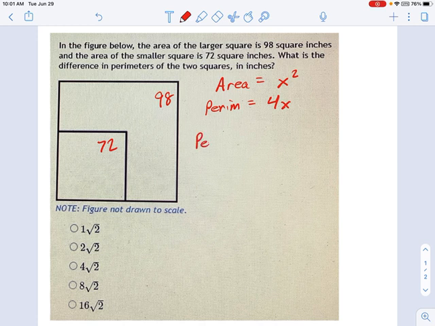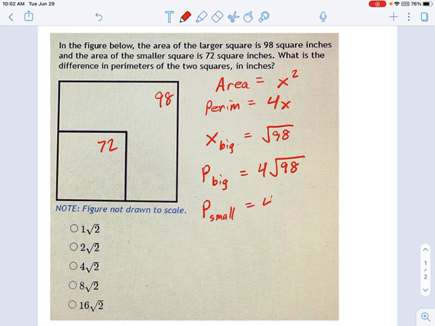So the perimeter of the, well, you know what? No. I want to first figure out the side length of the big square. So I'm going to call this x big. Okay, that's the side length of the big square. That's just the square root of 98. So that means the perimeter of the big square is 4 times the square root of 98. And likewise, the perimeter of the little square, if you go through the same logic, is going to be 4 times the square root of 72.